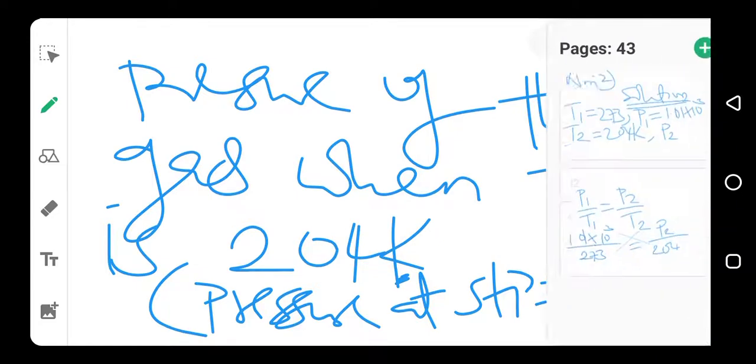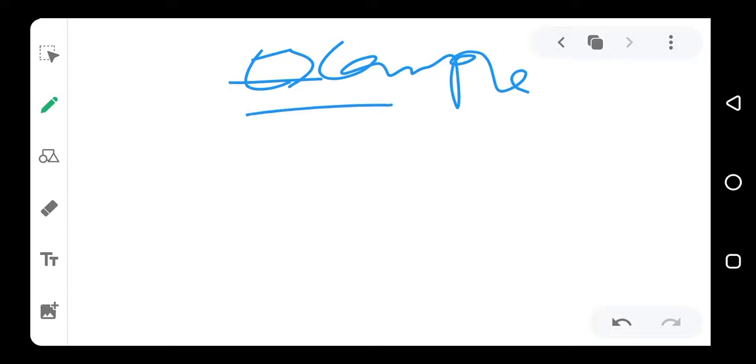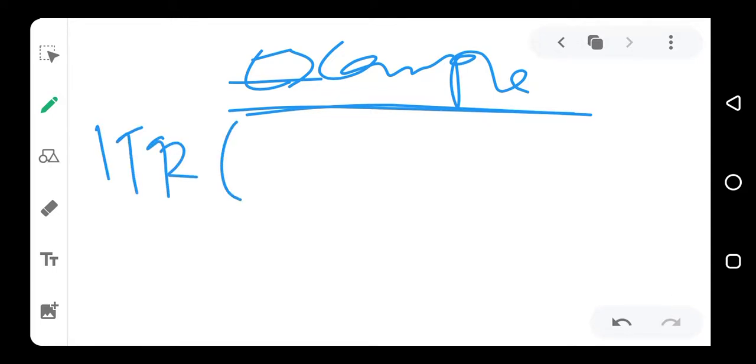Now we solve another example. Let's solve an example that involves the general gas equation. Now this is from WAEC 1992, question number 16, OBJ.